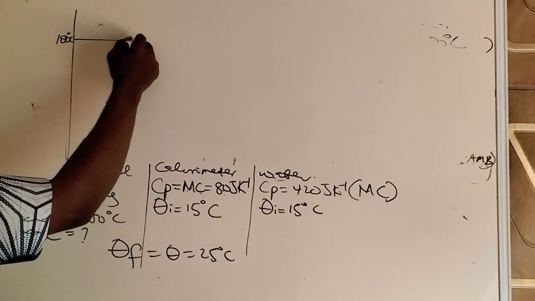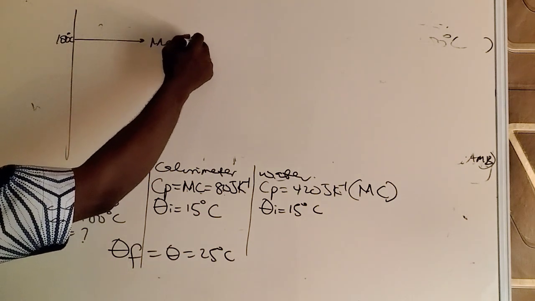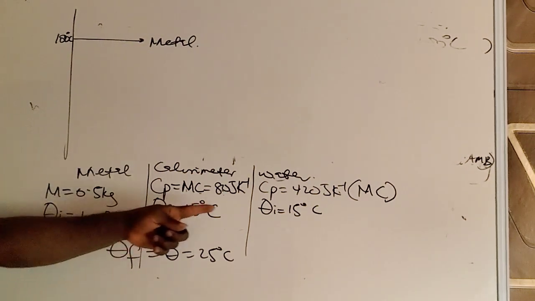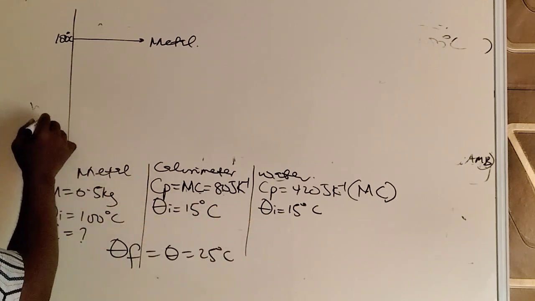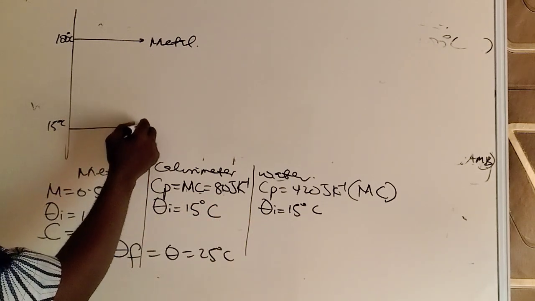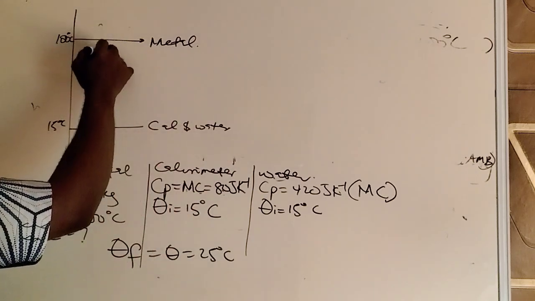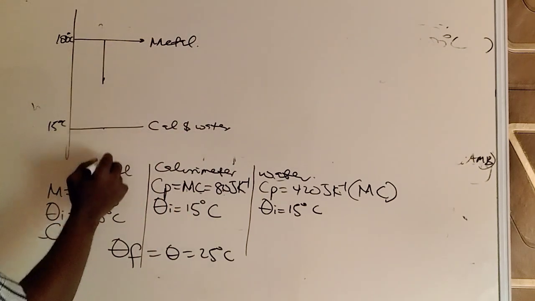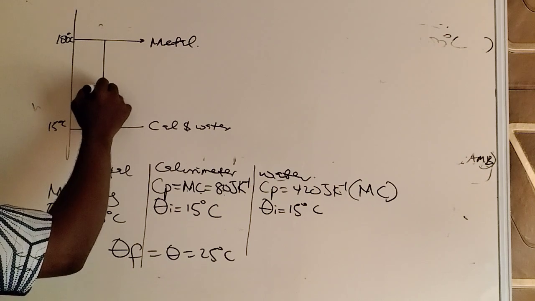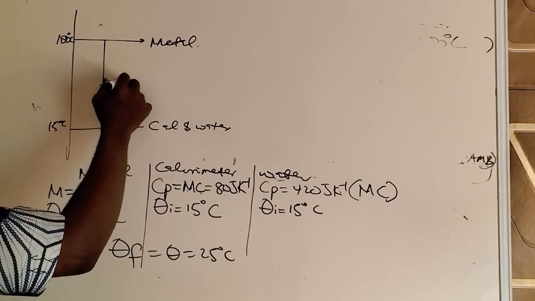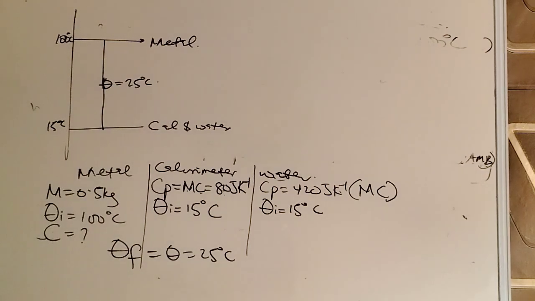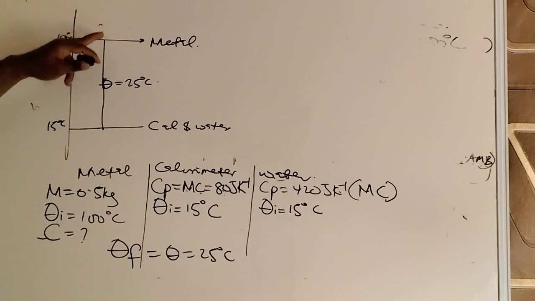100. This is where the metal is. The calorimeter and water are at 15. This is where you have the calorimeter and water. So the metal is dropped into this, causing the temperature of the water to rise. The final is 25. So you see that the metal is losing heat.